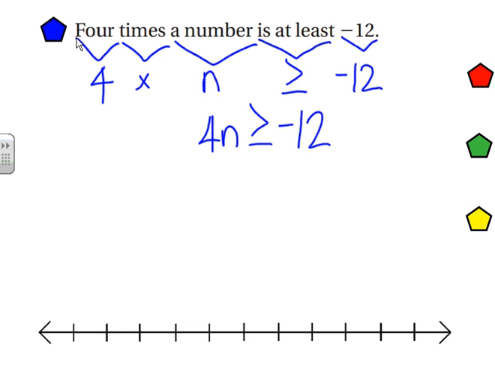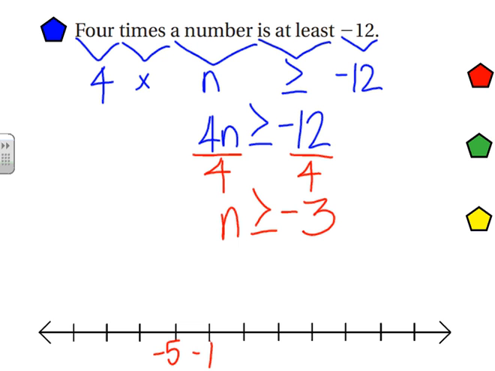Okay, we're going to divide by the coefficient, so divide by 4 on each side. n is greater than or equal to negative 3, and you don't flip the inequality because 4 is positive. So we have negative 5, negative 4, negative 3, negative 2, negative 1. Closed circle, n is greater than, so we would go to the right.